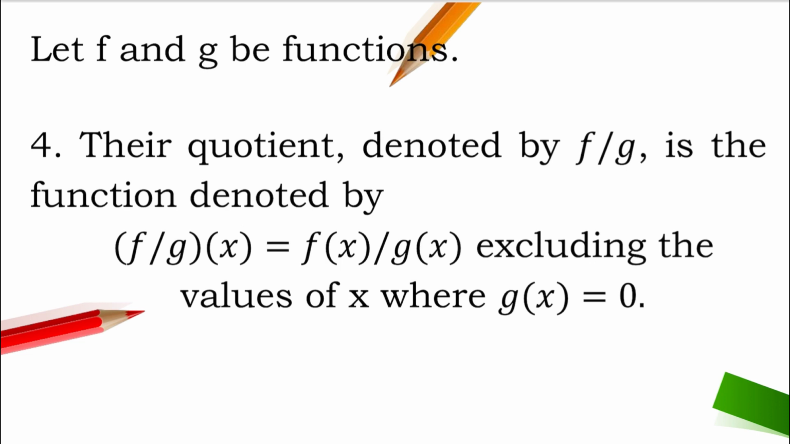Definition number 4. Let f and g be functions. Their quotient, denoted by f over g, is the function defined by (f/g)(x) is equal to f(x) over g(x), excluding the values of x where g(x) is equal to 0.